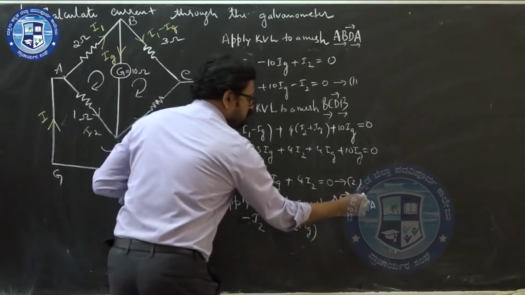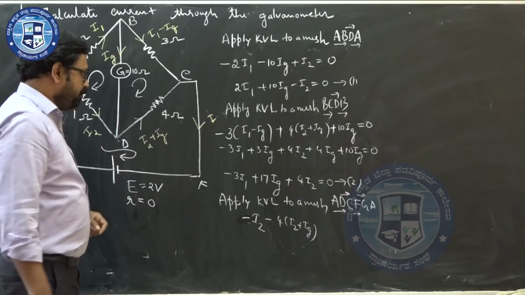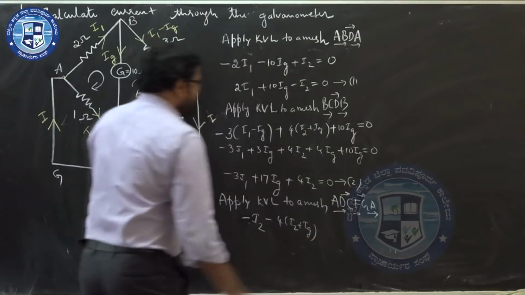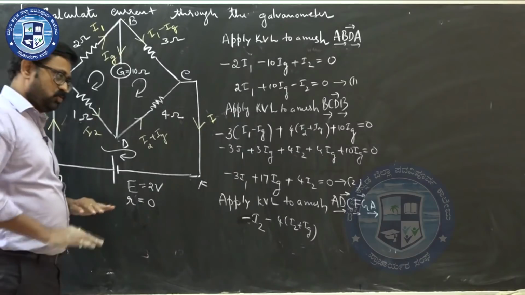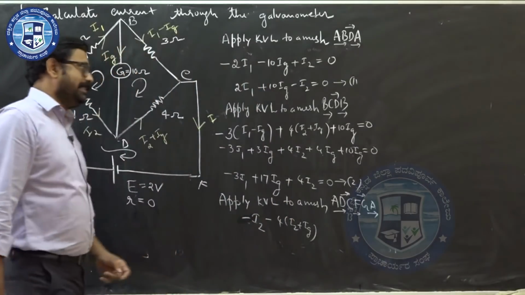Moving from F to G, you do not have a product of IR because internal resistance was taken as 0 in the problem, and moving from G to A, there is no product of IR. So, the product of IR concept is over. Do you find any cell in that mesh?